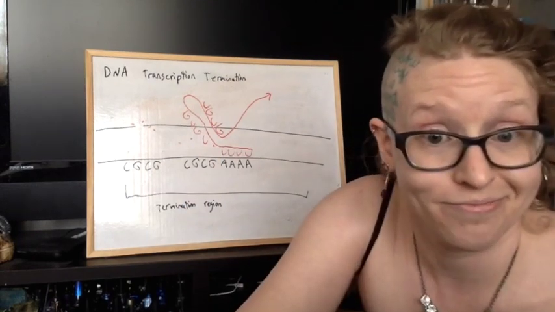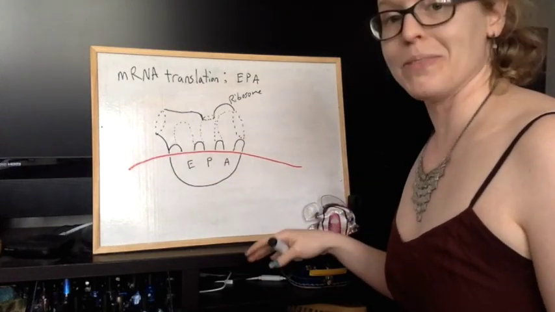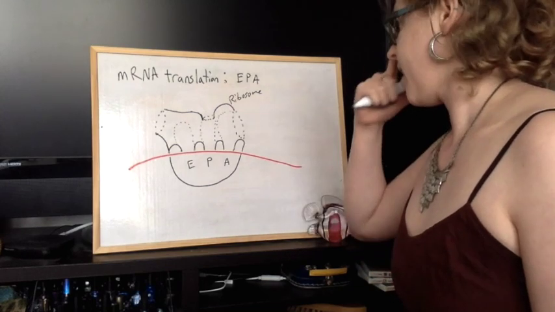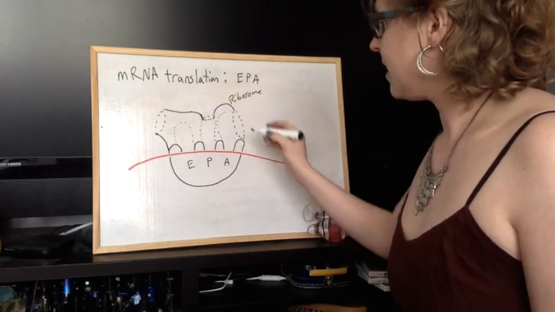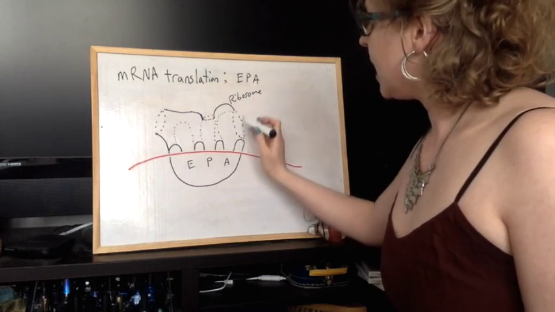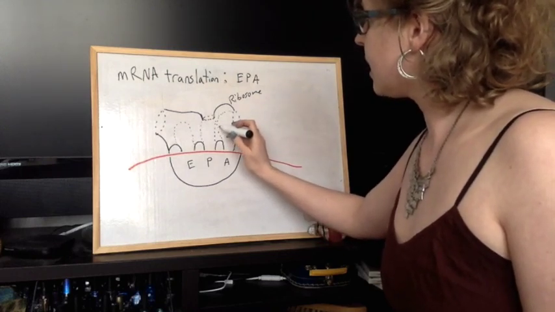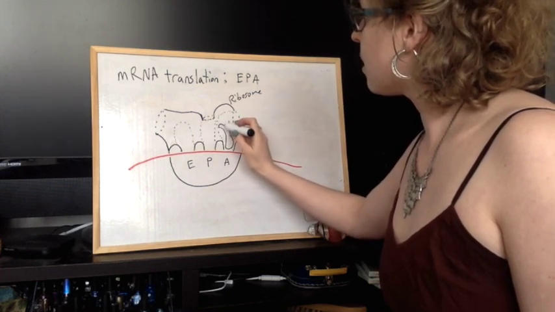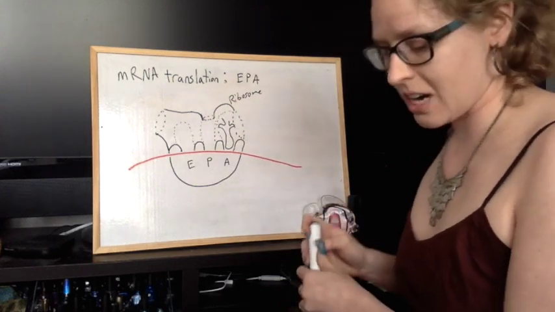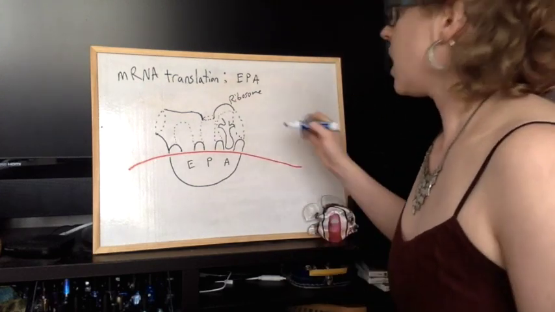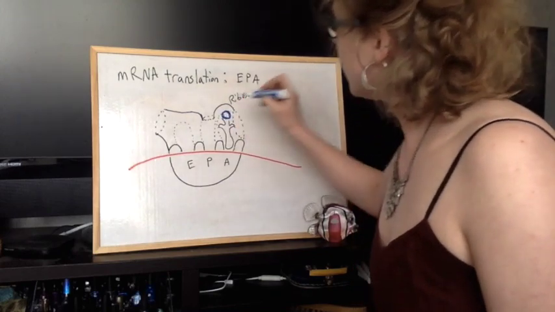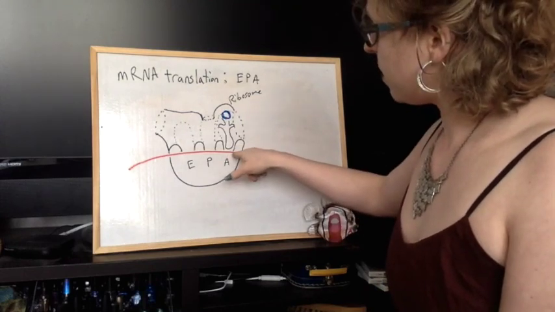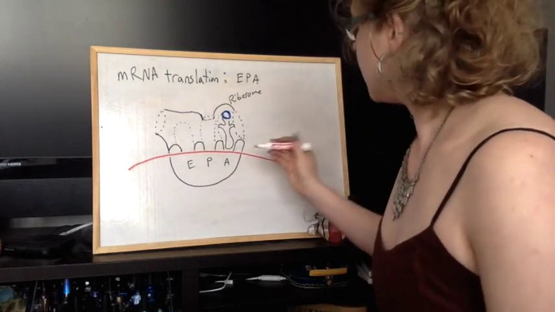So let's talk about translation. I'm just going to give you the anatomy of a ribosome. I've drawn a ribosome with super obvious anatomy. This is the input. This is where the appropriate tRNA will find its home. The appropriate tRNA has an amino acid here that handshakes with whatever codon is here.